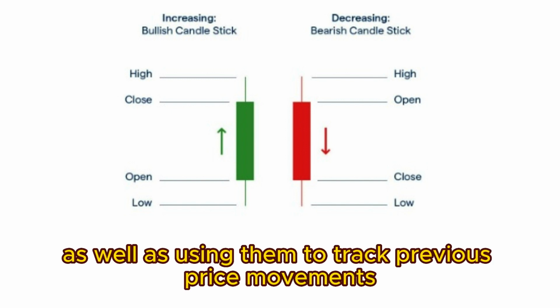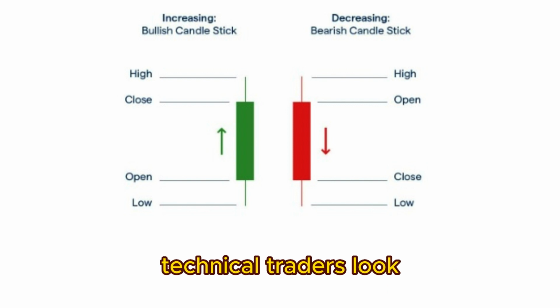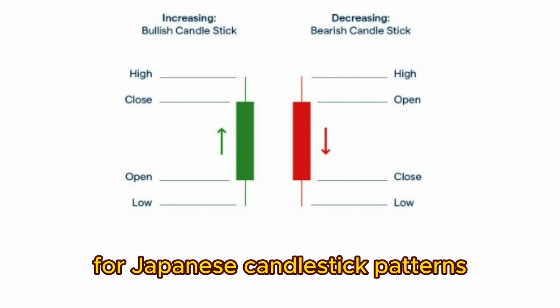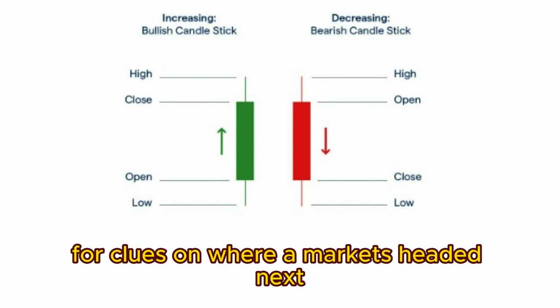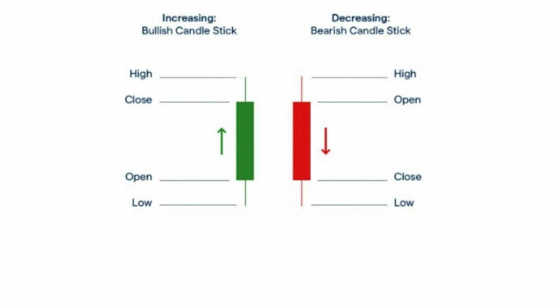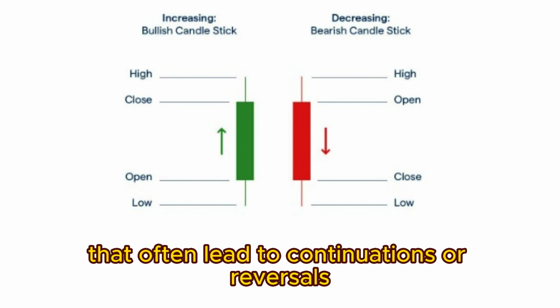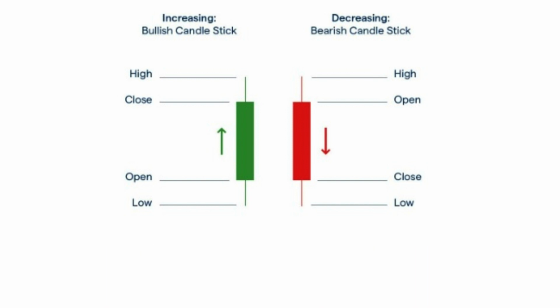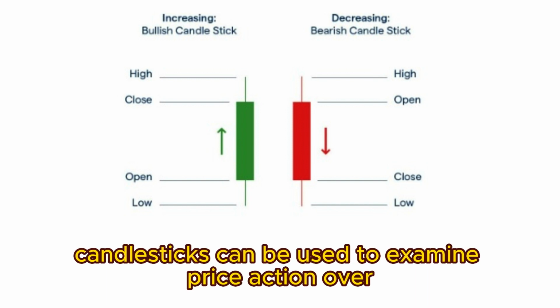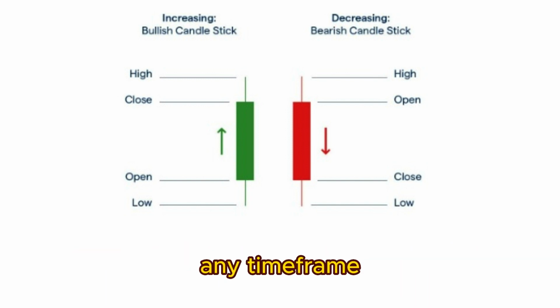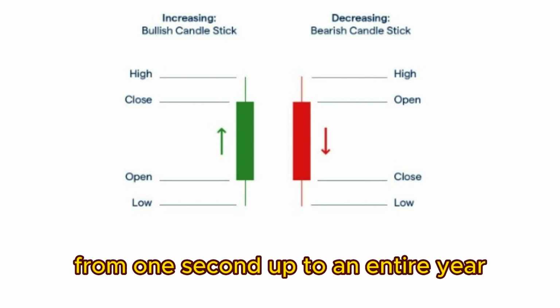As well as using them to track previous price movements, technical traders look for Japanese candlestick patterns for clues on where a market's headed next. They do this by looking for recognizable shapes that often lead to continuations or reversals. Candlesticks can be used to examine price action over any time frame, from 1 second up to an entire year.